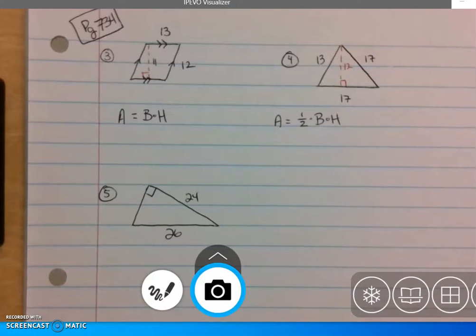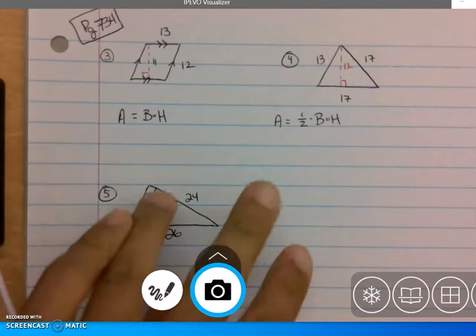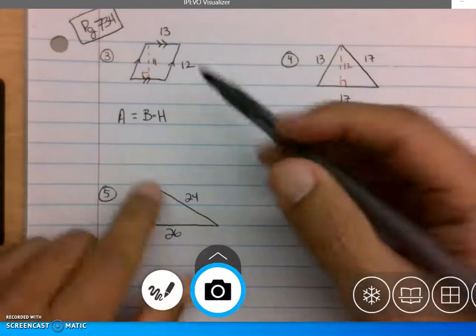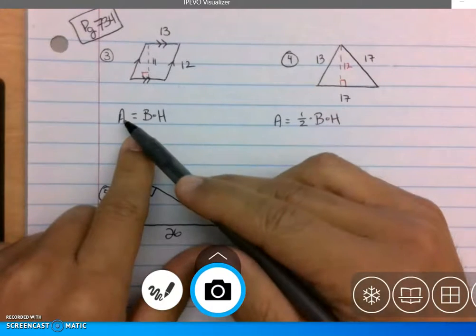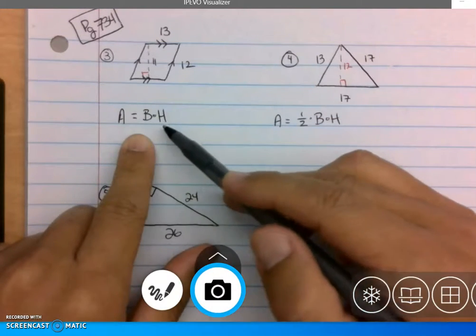Okay, this is going to be a few problems from page 734, the chapter 10 practice here. I'm going to look at number 3 and number 4, pretty much at the same time. This is a parallelogram. The formula for the area of it is base times height.